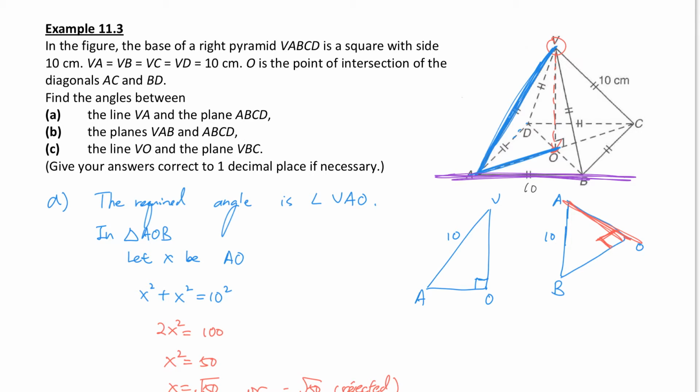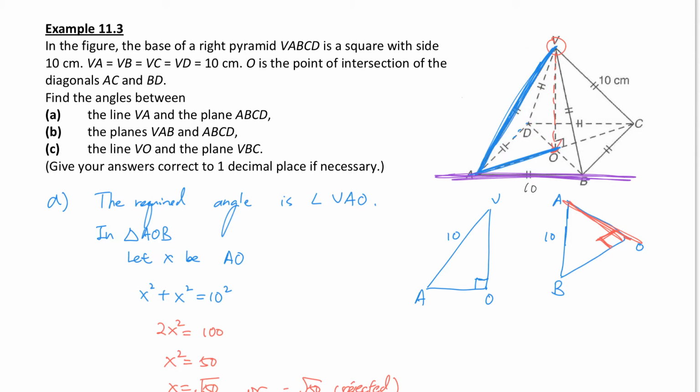I need to find two straight lines. The first one is on AVB, and another straight line is on ABCD. Those two straight lines are also perpendicular to AB. Maybe you can start from here, or you can consider this one. But in general, I will consider the vertex, because I know the length of VA is equal to 10.